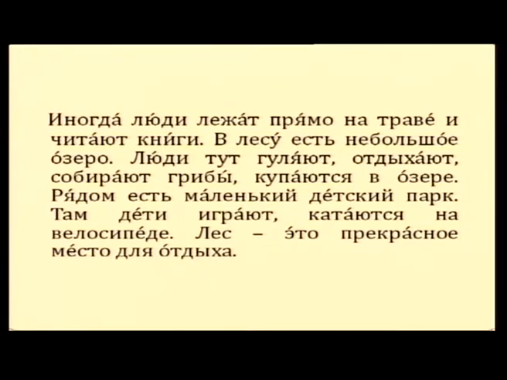As per the text, В лесу есть небольшое озеро. In the forest there is a lake. Люди тут гуляют. People are walking or strolling there. Отдыхают, they are taking rest. Собирают грибы, they are collecting mushrooms. Купаются в озере, and bathing in the lake. Рядом есть маленький детский парк. Nearby there is a small children's park. Там дети играют, катаются на велосипеде. There children are playing and riding bicycles.